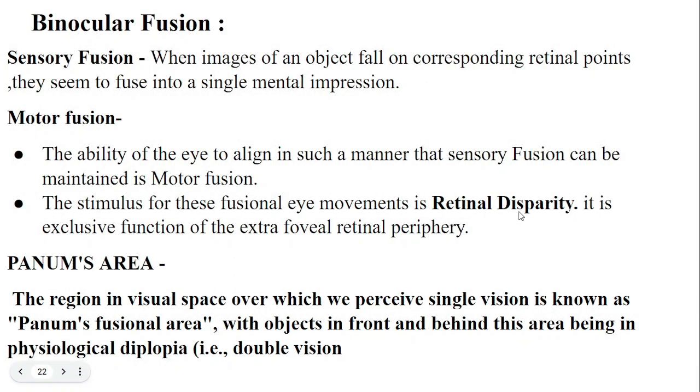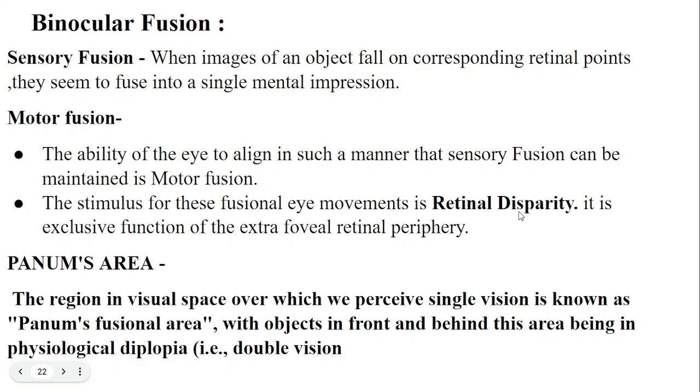Binocular fusion. Binocular fusion refers to the integration of the slightly different images from the two eyes into a single three-dimensional perceptual experience. When the images of an object fall on corresponding retinal points, they seem to fuse into a single mental impression. Sensory fusion is the perceptual experience of the fused image, while motor fusion refers to the ability of the eyes to align in a way that maintains sensory fusion.